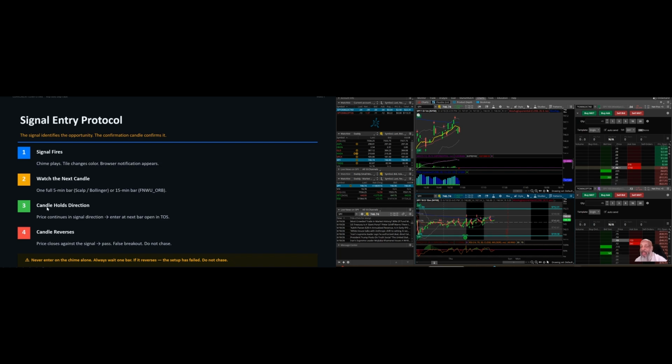Okay, the candle holds the same direction after you see that confirmation. If it's still going in the same direction, go ahead and make the trade if you feel comfortable. If you don't get that confirmation and it reverses, wait for the next turn. There's another one coming. Don't think that you have to take that particular entry or that particular run.